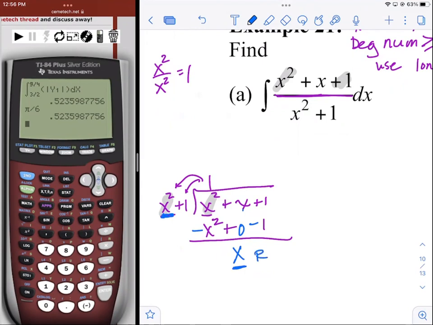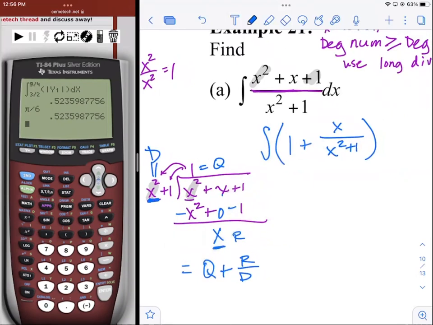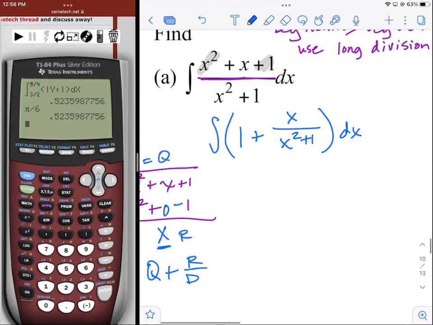This is our remainder. So we know that we can rewrite the integrand as the following. It's the quotient, 1, plus the remainder over the original divisor. This top part is called your quotient, and this is your divisor. So it's going to equal the quotient plus the remainder over the divisor, and then dx. So what does that do? That splits it up into two terms. Let's see if we can handle each of them now.